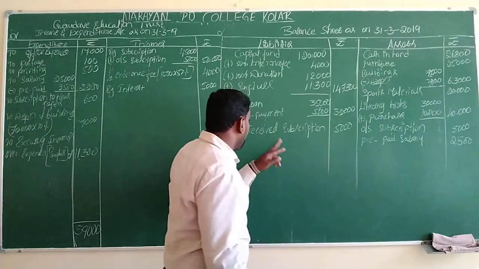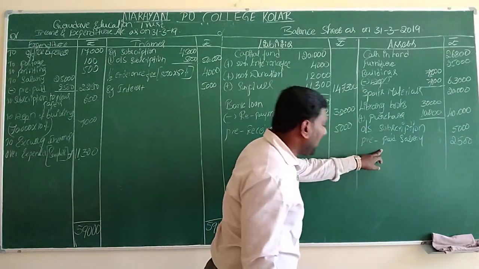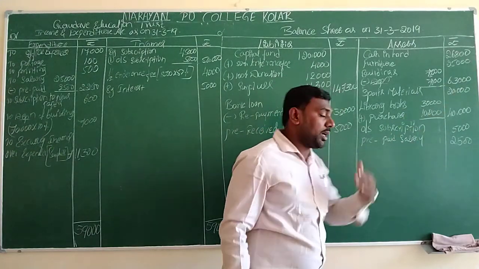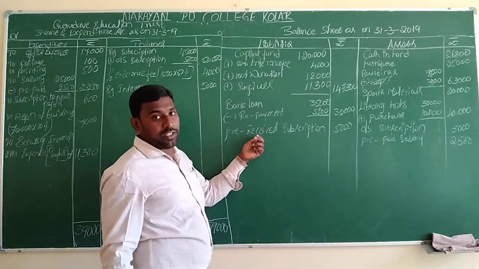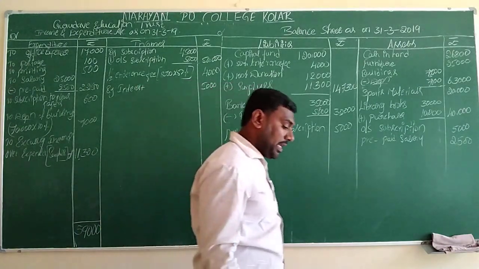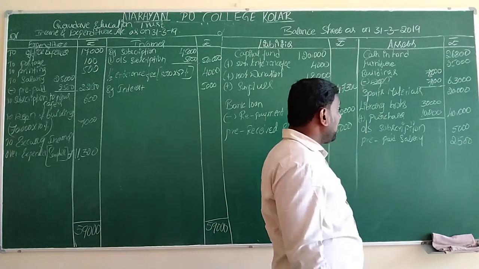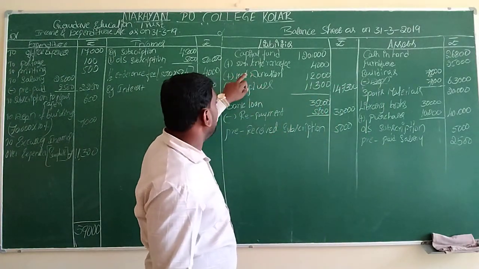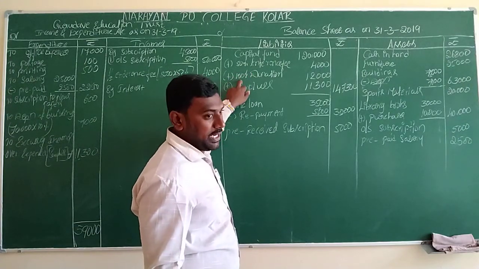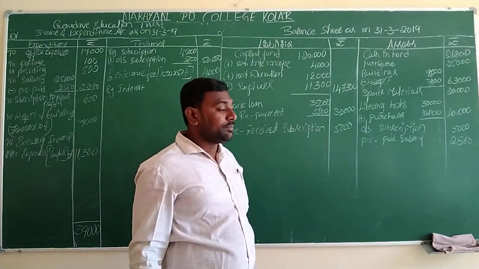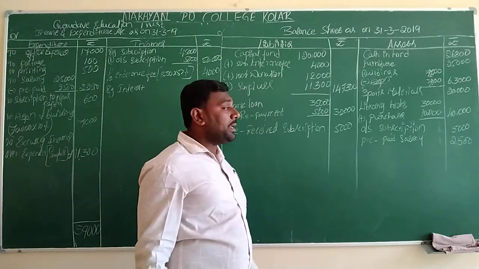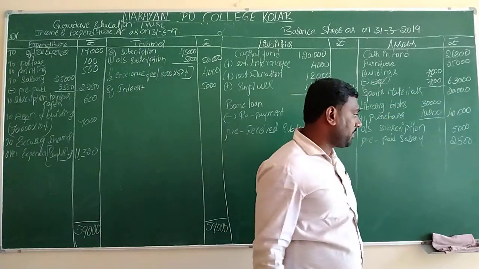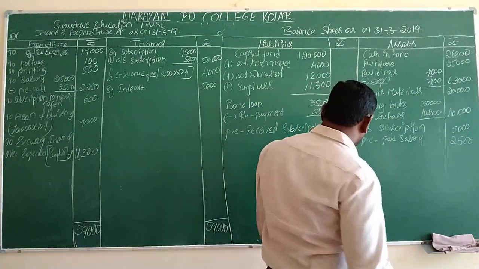Don't confuse: pre-received is an income, prepaid is an expense. Expenses paid in advance is an asset to the company. Income received in advance is a liability to the company. So that is the second adjustment. Third adjustment, capitalize 50% of entrance fees and 100% of donation. We have to capitalize here. After that, adjustment number 4, depreciate buildings by 10%. The 10% we already calculate here and we have to transfer here. So no other transactions are there.